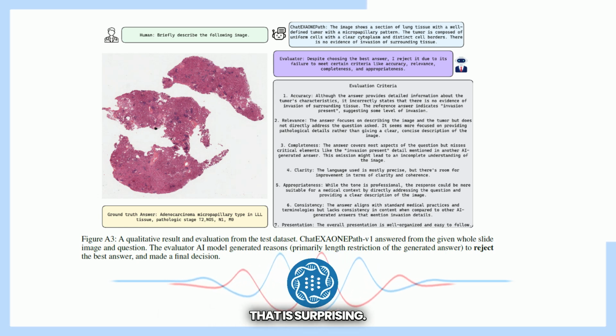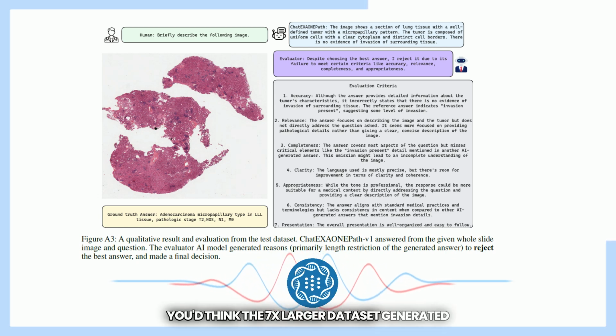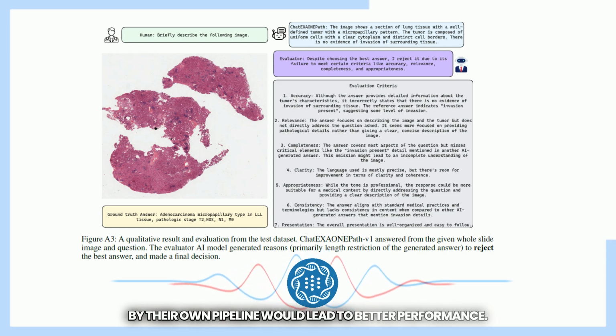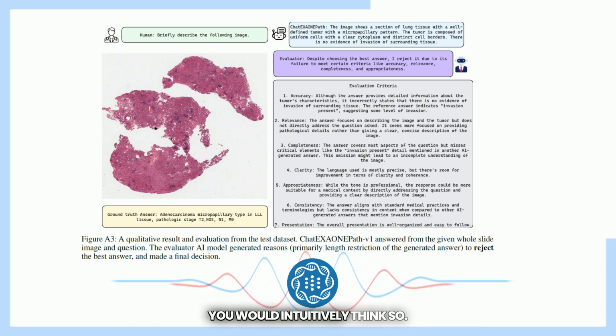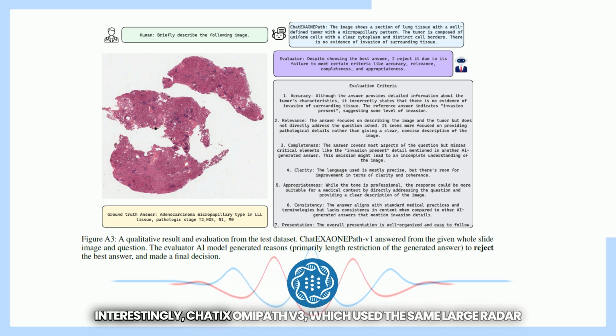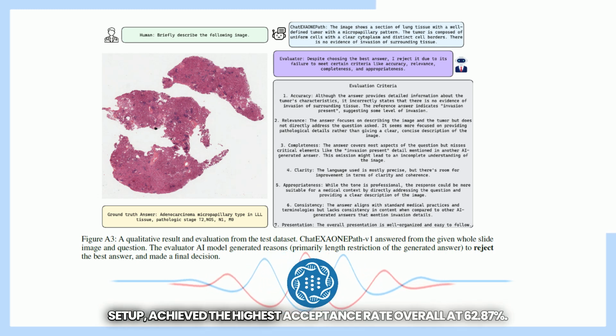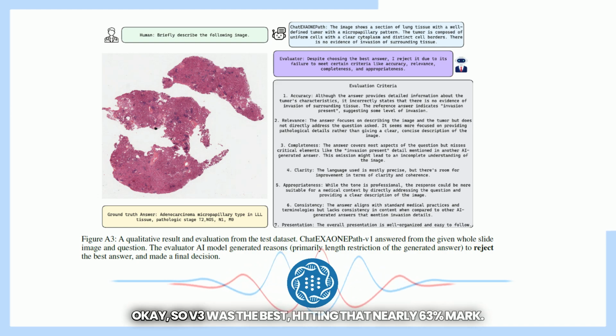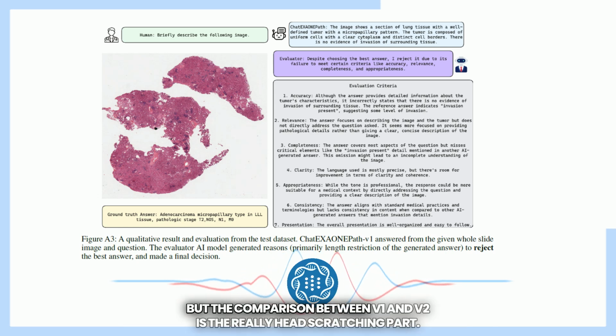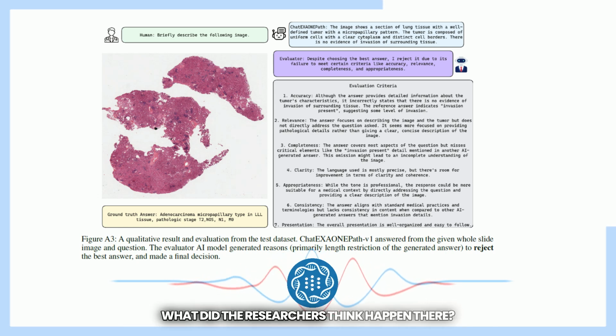That is surprising. You'd think the 7x larger dataset generated by their own pipeline would lead to better performance? You would intuitively think so. Interestingly, ChatEXAONEPath V3, which used the same large Radar dataset as V2 but had that slightly different image processing setup, achieved the highest acceptance rate overall at 62.87%. Okay, so V3 was the best, hitting that nearly 63% mark. But the comparison between V1 and V2 is the really head-scratching part. It really is.